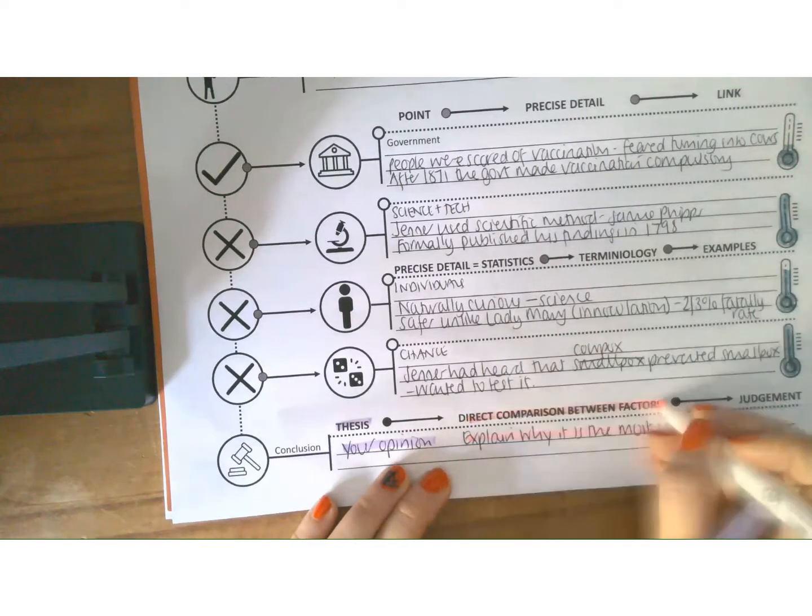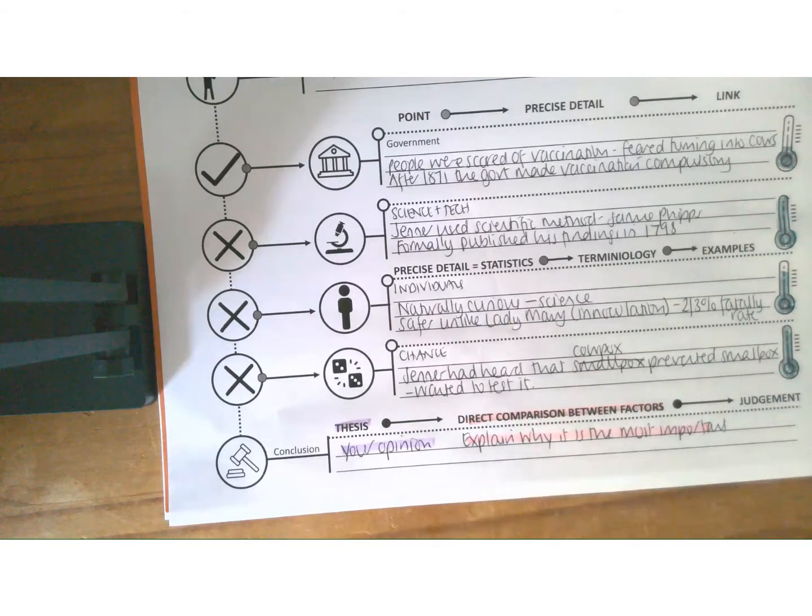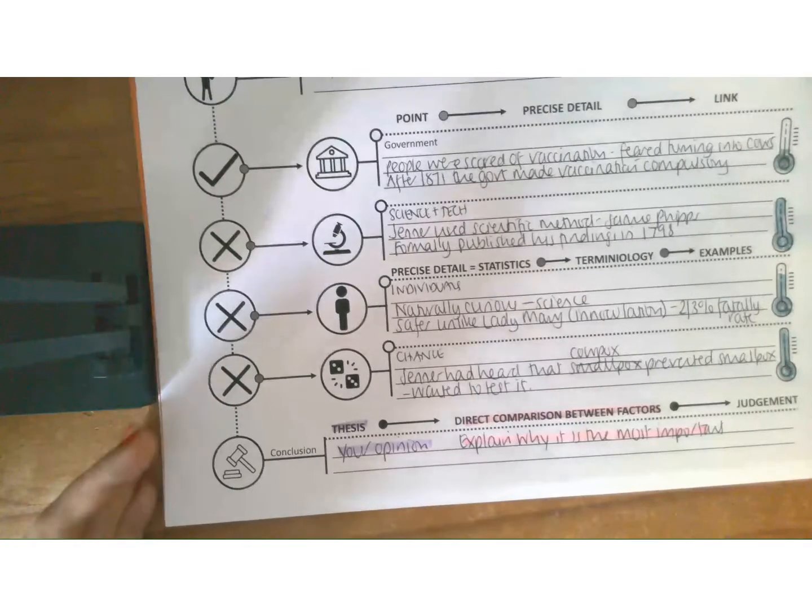Okay, rather than just saying government was important because of this reason, or science and technology was important because of this reason, we need to make a really clear judgment. And then you want to finish with a final really clear sentence that makes your opinion totally clear.